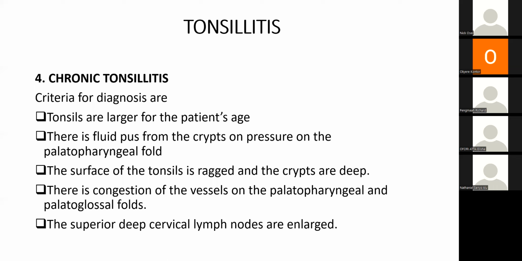Tonsils larger for the patient's age. There's fluid or pus from the crypts. The surface of the tonsil is ragged and the crypts are deep. And there is also congestion of the vessels on the palatopharyngeal folds, as well as enlargement of the deep cervical lymph nodes.